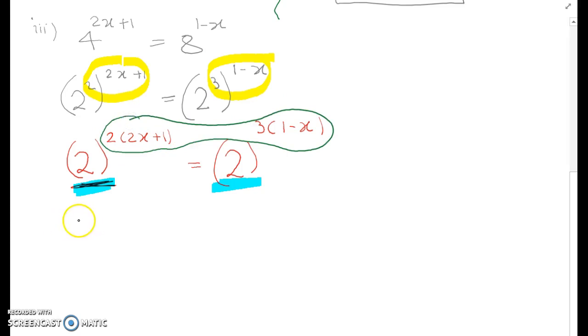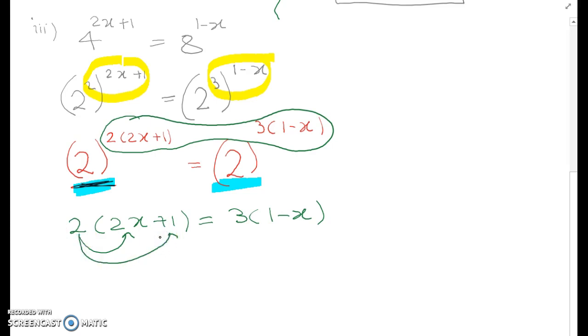So in order for this exponential equation to be correct, the left-hand side has to be equal to the right-hand side, and we have to find the value of x. So now expand: the number in front of the brackets multiplies every single term inside the brackets. So 2 times 2x is 4x, 2 times 1 is 2, is equal to 3 times 1 is 3, and 3 times negative x is negative 3x.